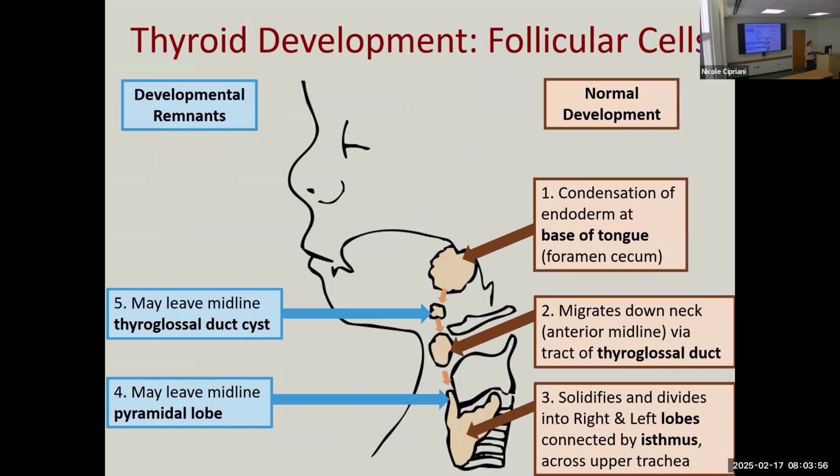So for the follicular cells, if you recall, they start out as condensations of endoderm at the base of tongue at the foramen cecum. They migrate down the midline neck in the thyroglossal duct. They then solidify and divide on either side into the right and left lobes connected by the isthmus. But remember, because of this path of migration, you can get a few developmental remnants in the midline of the neck. So you can get the pyramidal lobe, which is a remnant of that downward descent. You can also get, of course, thyroglossal duct cyst, which is persistence of that thyroglossal duct, which then becomes cystically dilated.